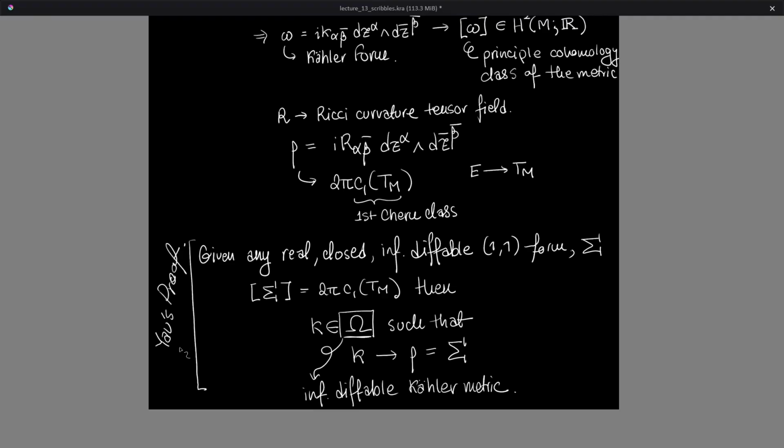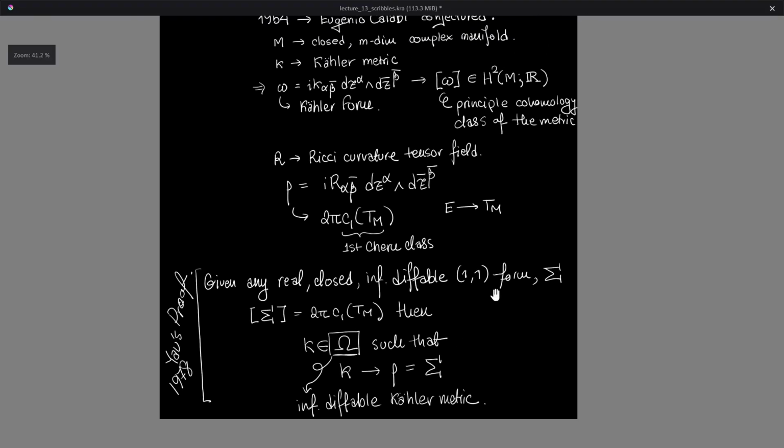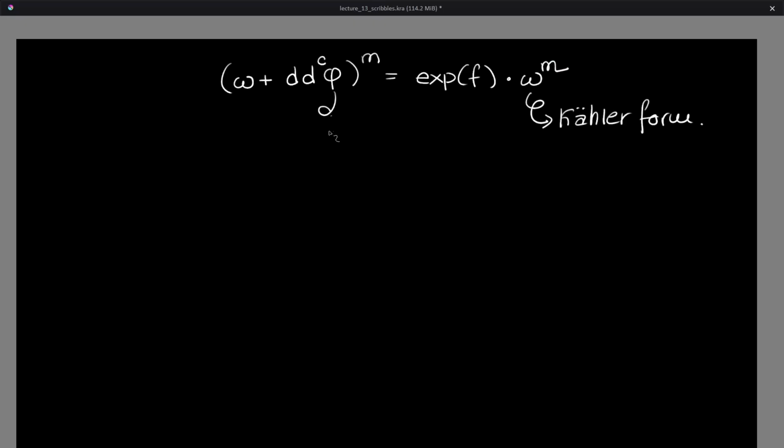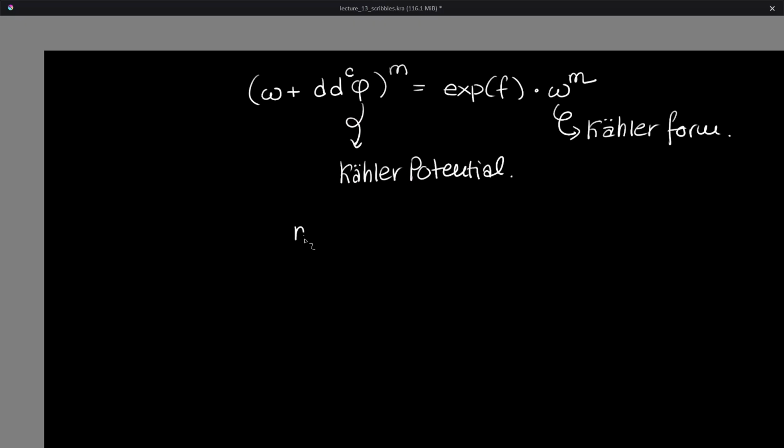Now, Yau proved this in 1978, and we won't get into the details of the proof, but it suffices to say that what Yau did is he took a specific partial differential equation, which, let me write it out right here. In terms of differential forms, it looked like this, where we have the Kähler form, and we have phi, which is the Kähler potential.